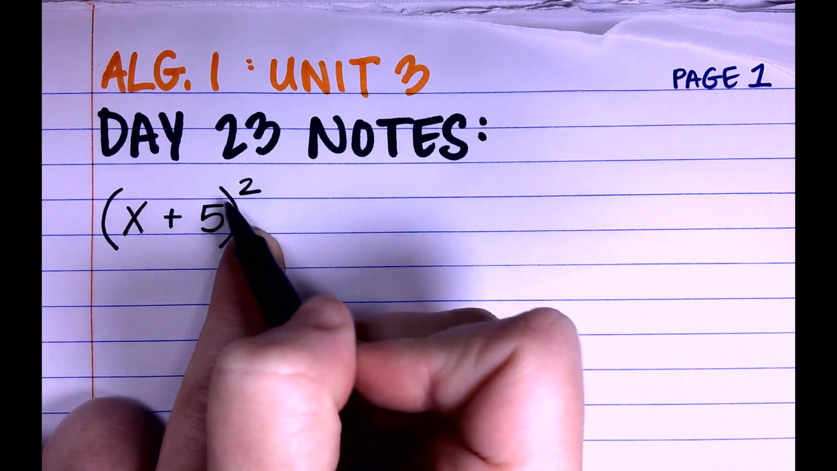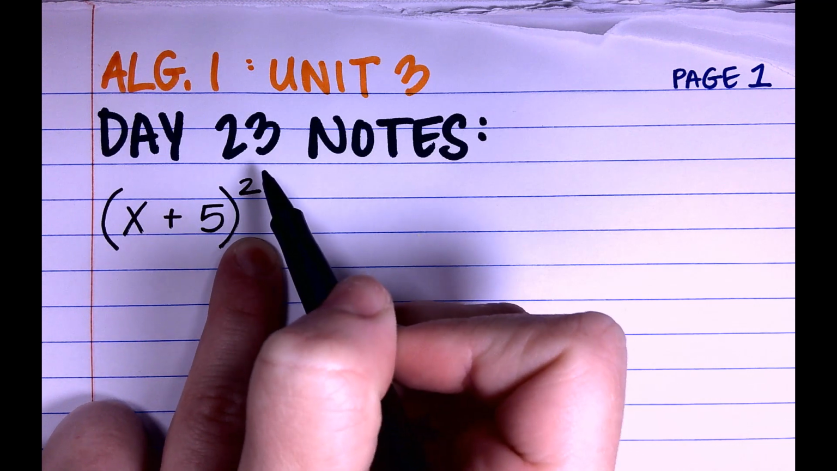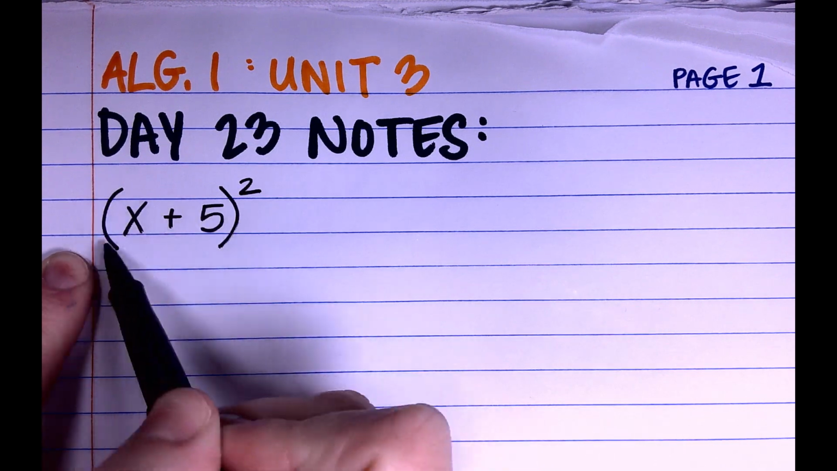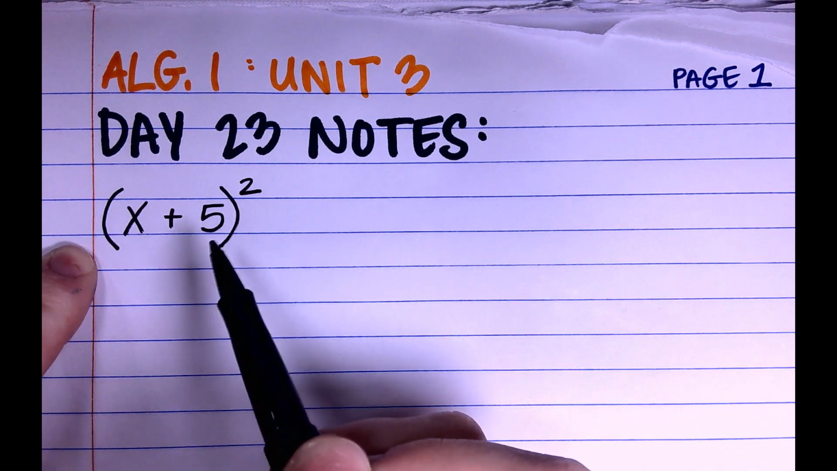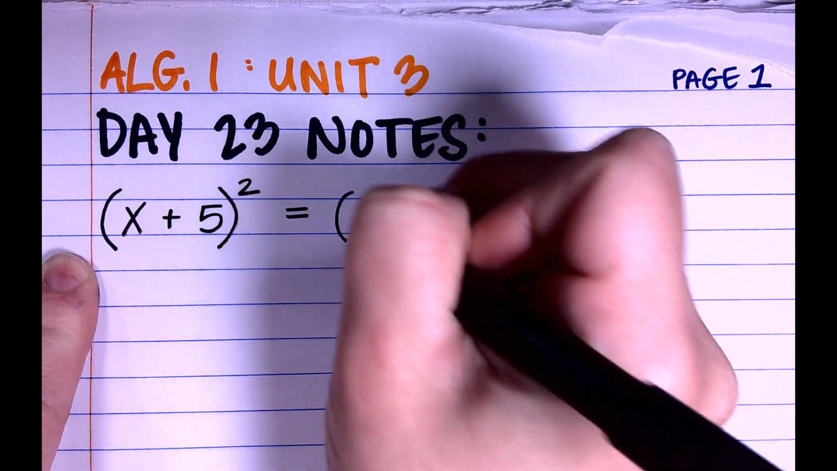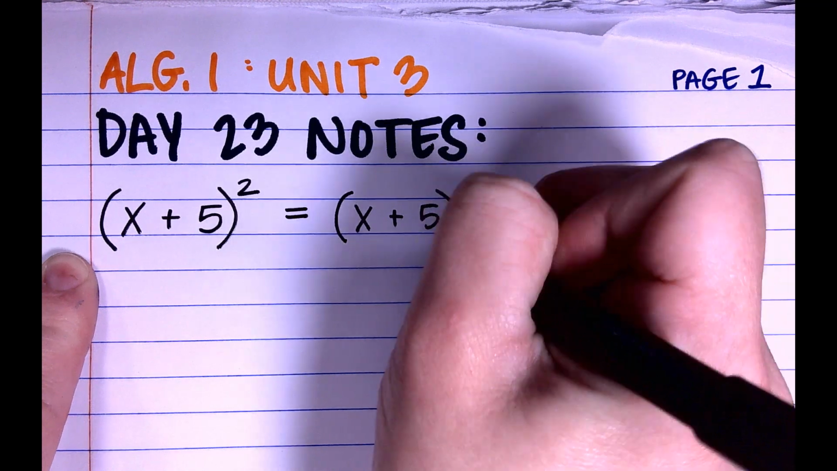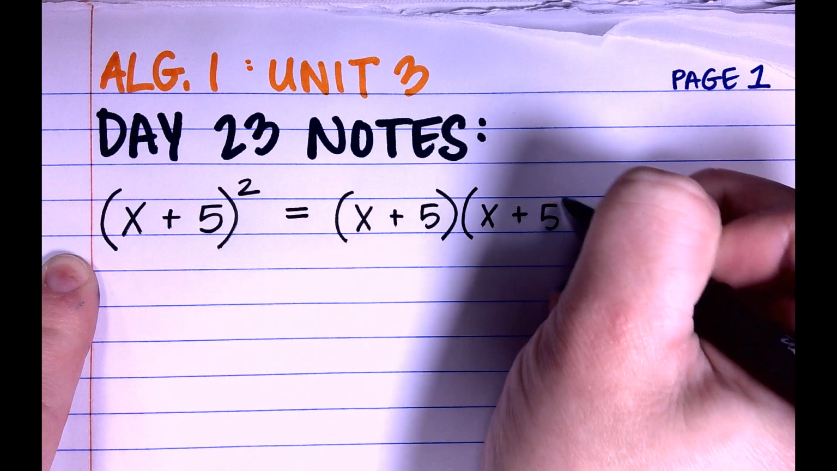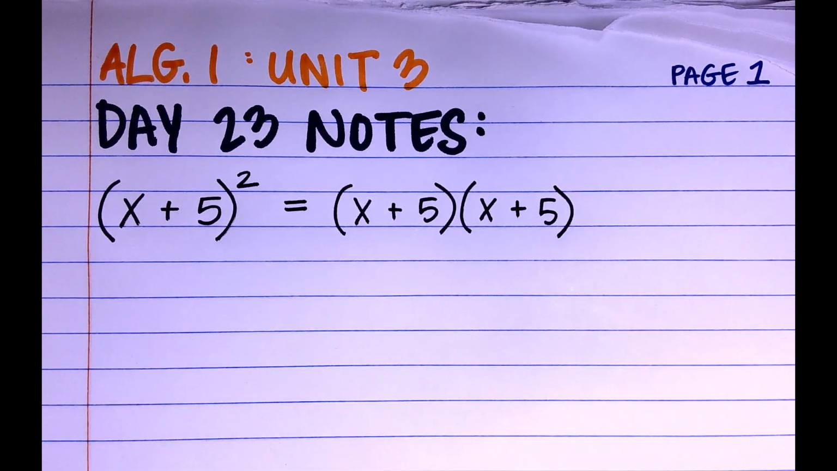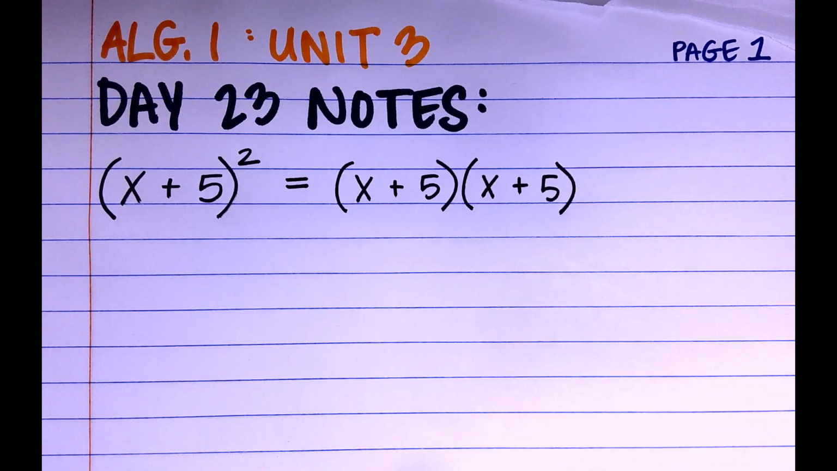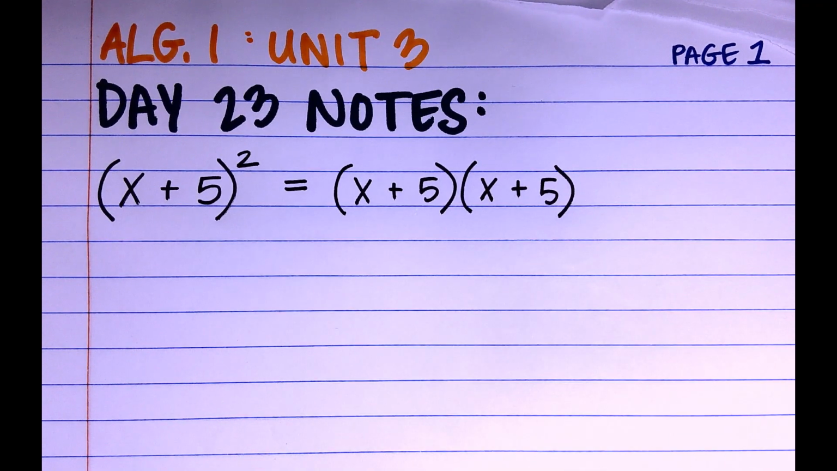Remember that if something is squared, it means I am multiplying it by itself. The squared is outside of this in parentheses, x plus 5. X plus 5 squared means x plus 5 times x plus 5. We're multiplying it to itself. That's what that squared means. So, x plus 5 squared, can we solve that?